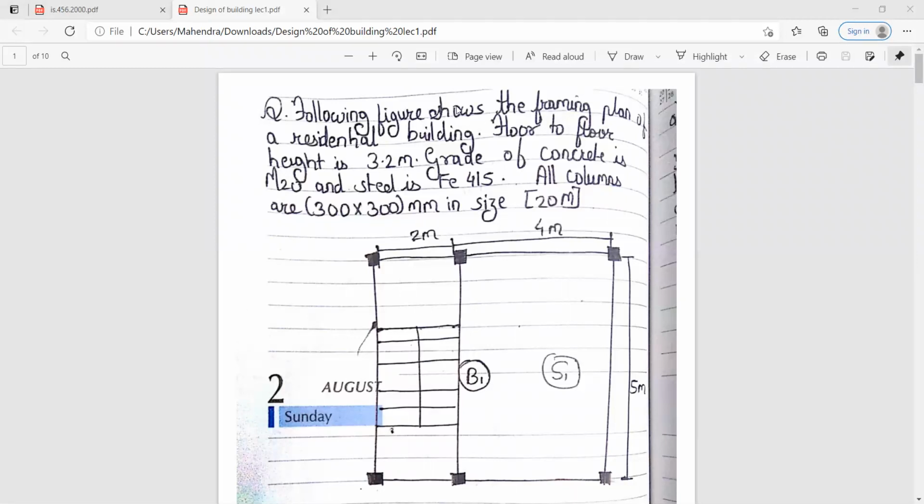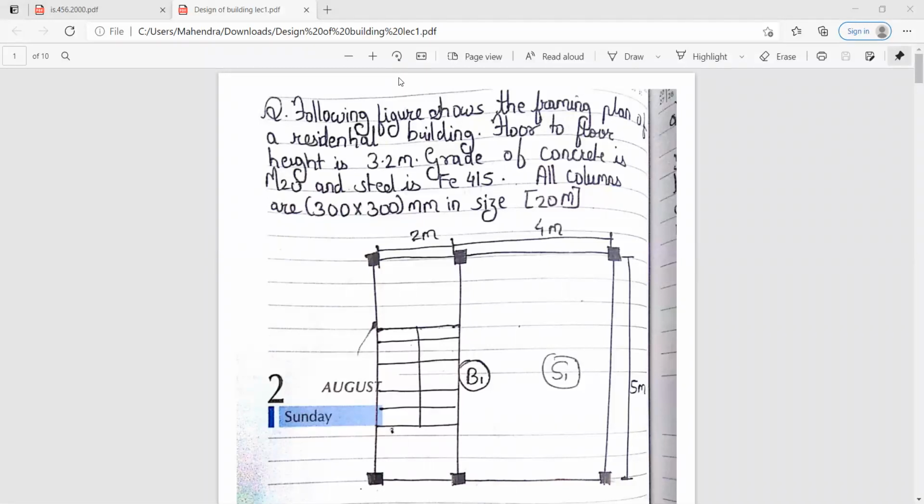So the following figure shows the framing plan of a residential building. As you can see in this diagram, one plan of the residential building is shown. In that, floor to floor height is given to you, that is 3.2 meter. And the grade of the concrete is given to you, that is M20, and the steel grade is Fe415. All the columns are of size 300 by 300 millimeter, and this problem has been asked in May 2018 in Mumbai University for 20 marks.